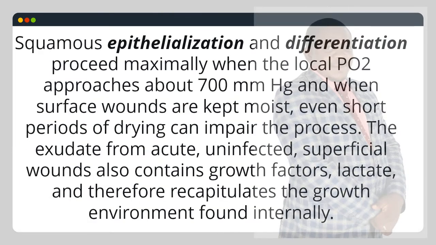Squamous epithelialization and differentiation proceed maximally when the local PO2 approaches about 700 mm Hg, and when surface wounds are kept moist, even short periods of drying can impair the process. The exudate from acute, uninfected, superficial wounds also contains growth factors and lactate, and therefore recapitulates the growth environment found internally.